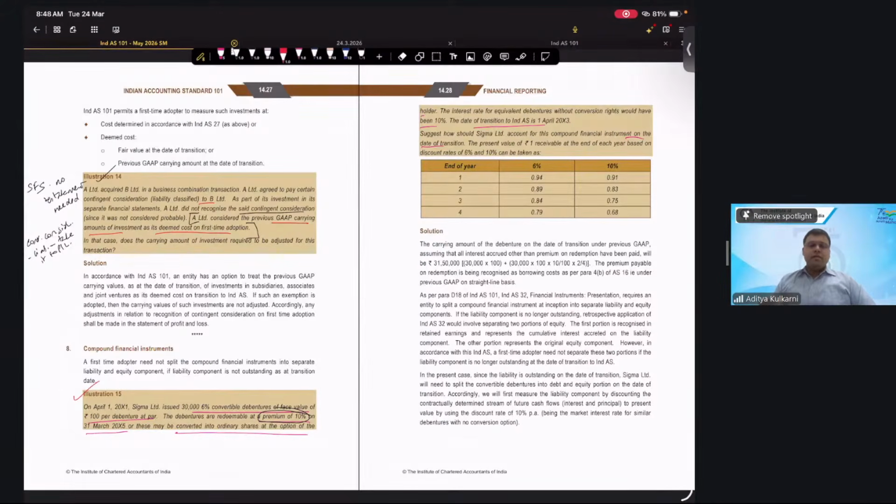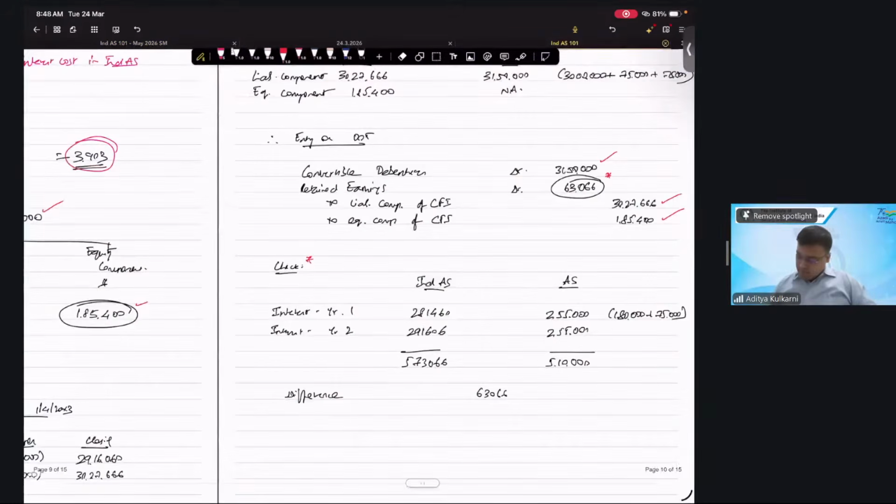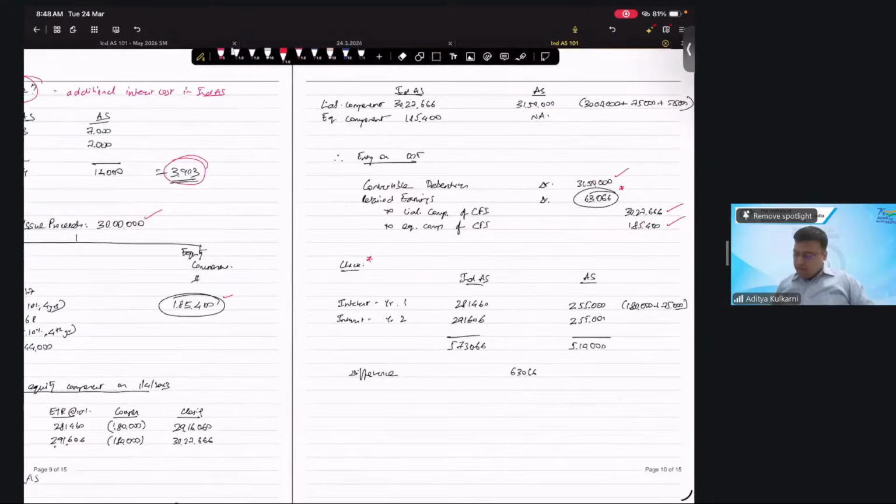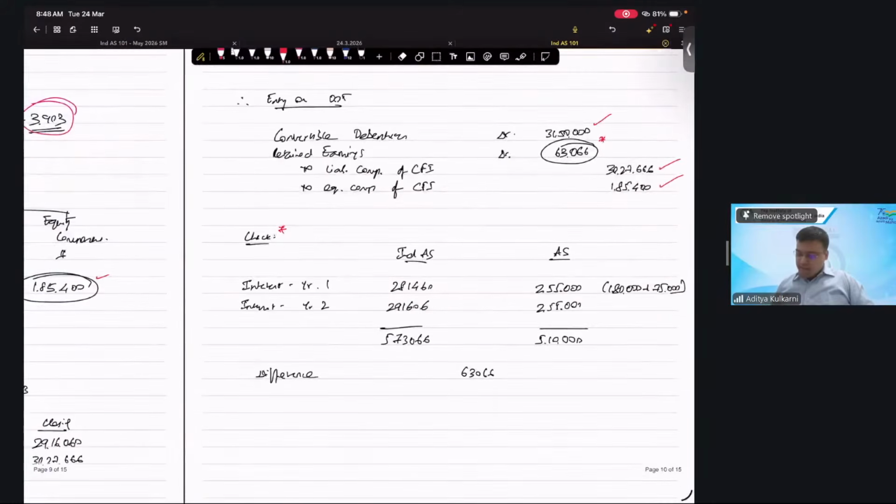So therefore, the debentures would be appearing at 31 lakh 50. So you would debit 31 lakh 50, credit liability 30 27 666. You would credit the equity 185 400. Differential 63,066 would go to your retained earnings. Is it okay? Yes, sir. Yes. And what is that 63,066 retained earnings?